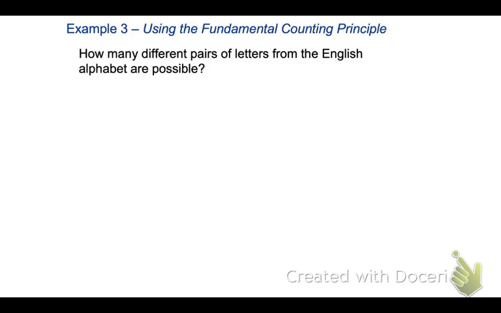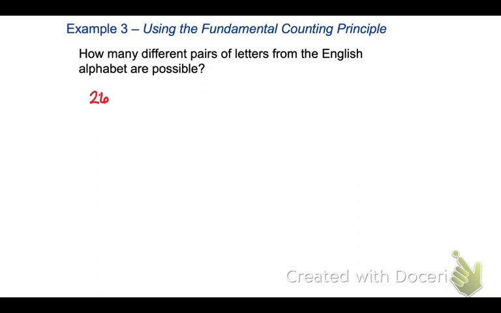How many different pairs of letters from the English alphabet are possible? How many letters are in the English alphabet? 24. 26. I thought it was 24. I don't know. 26.